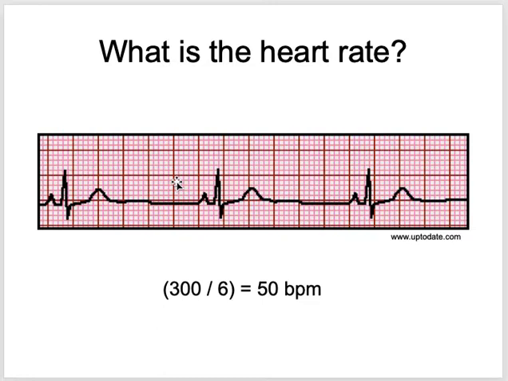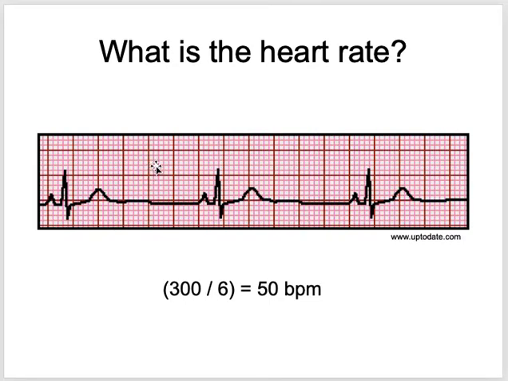Now, what it means that the heart is beating every 0.2 second, or in 1 second, the heart is beating how many times? 5 times. How many seconds are there? 60. 60 multiplied by 5 is 300. So see, that's why it is called the rule of 300.